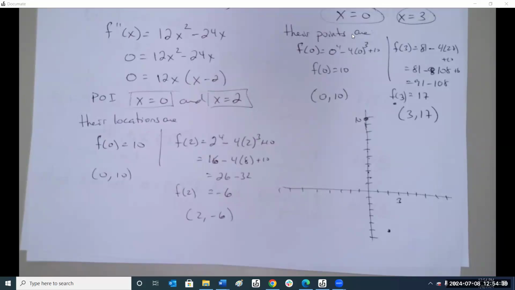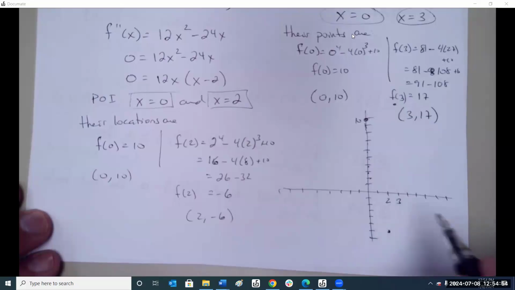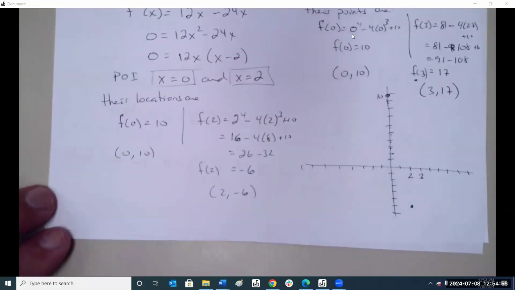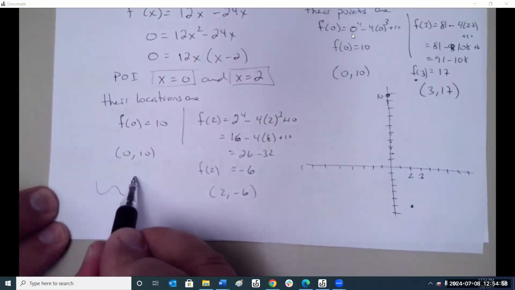What's the graph going to look like? It's a fourth order equation. A is positive, so both ends have to point the same direction. They both point up. In other words, a fourth order equation looks something like this.